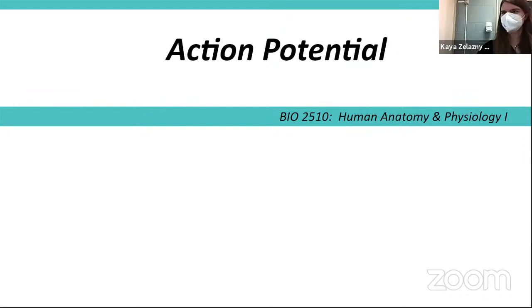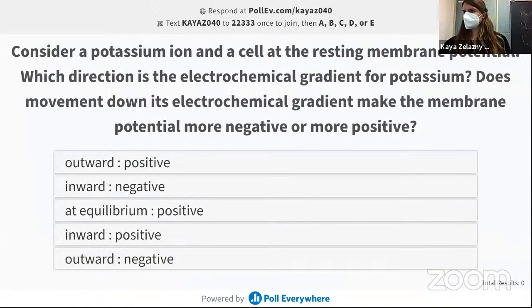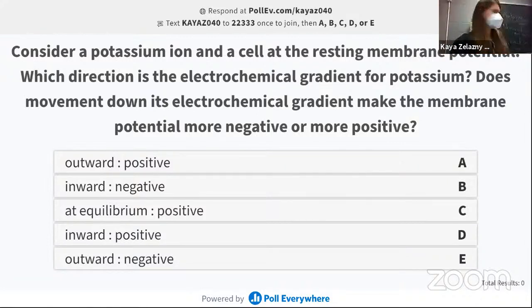So today we're going to start out with a couple of questions about the resting membrane potential, which is what we left off with on Monday. And then we'll move into talking about action potential. It's the main thing we're trying to understand.